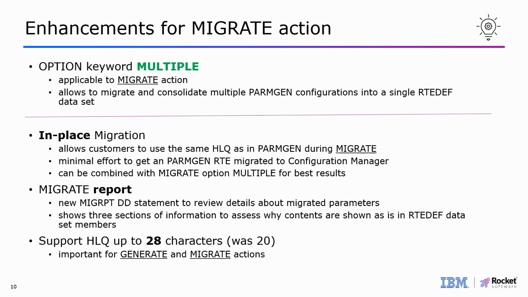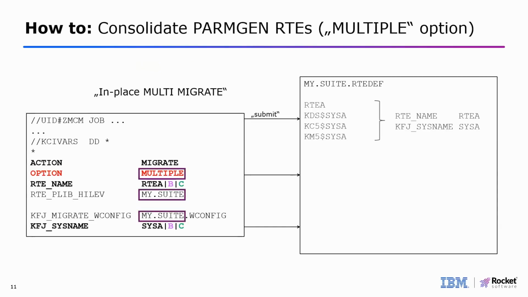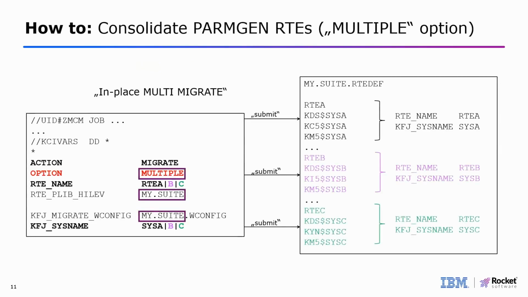Okay, so let's quickly look at an example. What we see here in this animation is an in-place multi-migrate, call it this way. Multi-migrate because of the multiple keyword, highlighted in red here, the multiple option for migrate. In place because we use the same high-level qualifiers in the PLIB high-level qualifier and the migrate WCONFIG parameter. You see that framed here in pink. It's called MYSUITE in this case.